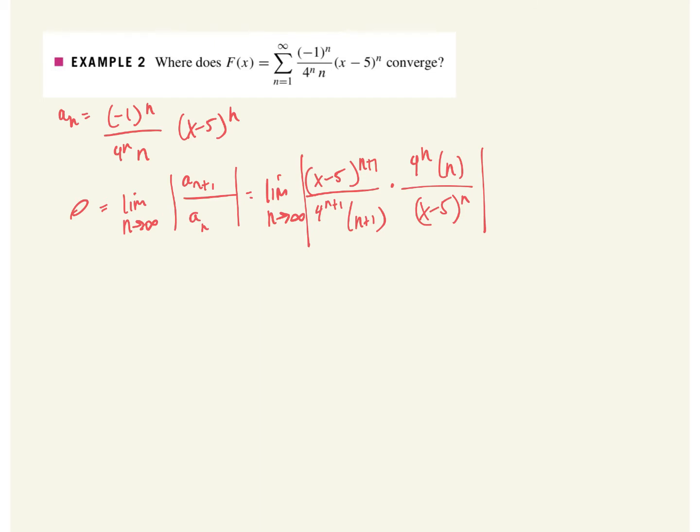All right, and then we're going to take a look at how things cancel, but not everything does this time around. So the x minus 5 to the n and the 4 to the n, they both cancel. I'll change colors to show that a little more clearly. So this is gone, and 4 to the first is left. And then this is gone, and x minus 5 to the first is left. So I'm left with the limit as n approaches infinity of x minus 5 times n over 4 times n plus 1.